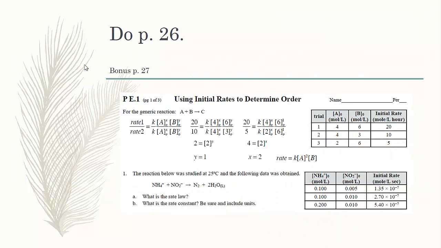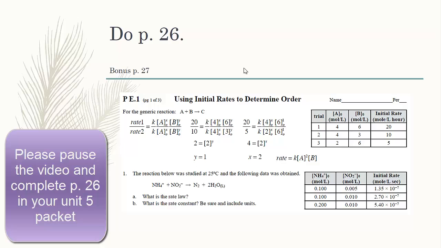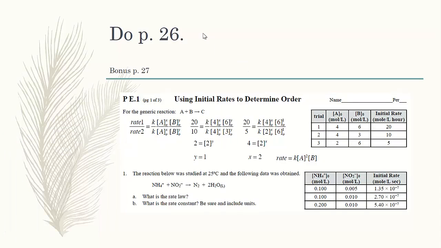With that being said, you can do page 26 in your packet, which gives you lots of data. You are to determine the rate law, the value of the rate constant, and its units for each one. Please pause the video and complete page 26. If you're feeling fancy and dancy, you can also attempt page 27.